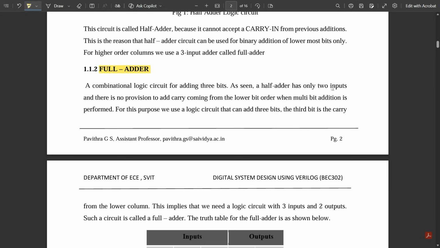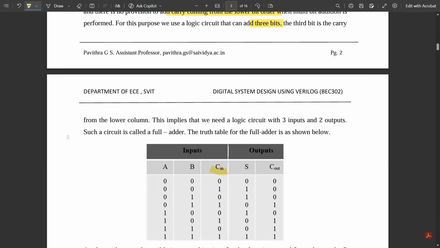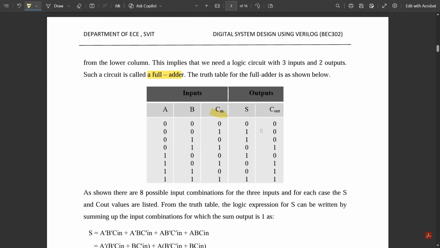As seen, a half adder has only 2 inputs and there is no provision to add the carry coming from the lower bit order when multi-bit addition is performed. For this purpose, we use a logic circuit that can add 3 bits, which allows a carry coming from the lower bit. That third bit is called the carry bit, which is from the lower column. This implies that we need a logic circuit with 3 inputs and 2 outputs. Such a circuit is called a full adder circuit. The truth table is shown below. Here you see there are 3 inputs and 2 outputs.